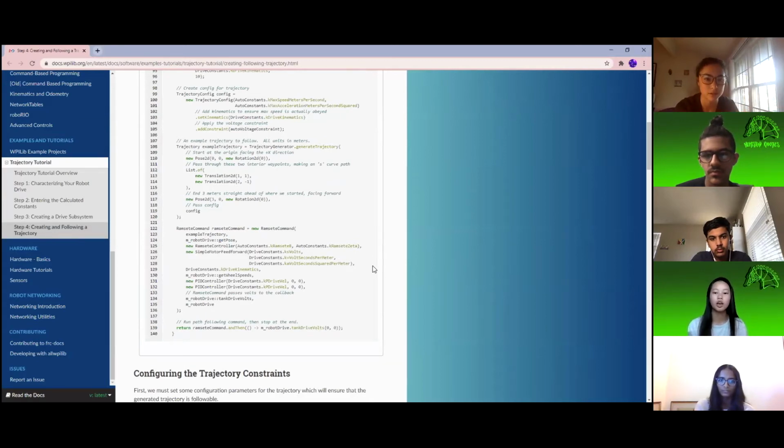Pose is in X, Y, and angle. That's basically what it holds. So pose is basically the position of the robot. It's just encoders combined with the gyros. Pose is just XY. So at this second, I am at this XY. And that's what it's going to return.